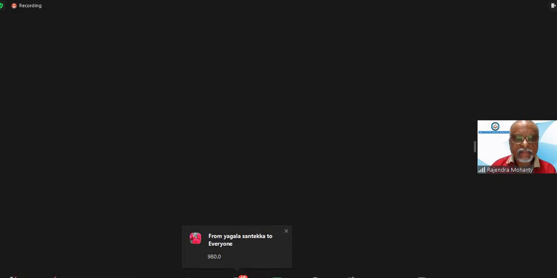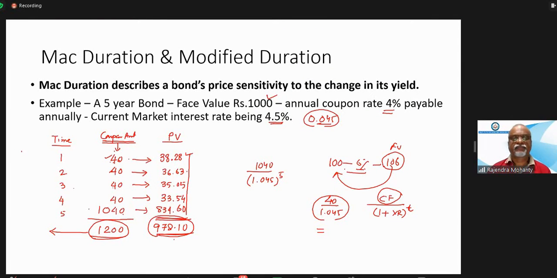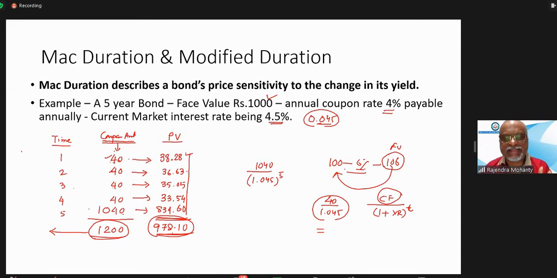978.10. That means this is the present value. So nobody is going to buy this bond for more than this price. If you are holding this bond and want to sell it, nobody is going to pay one paisa more than this 978.10. So this is the price which will be decided in the market.